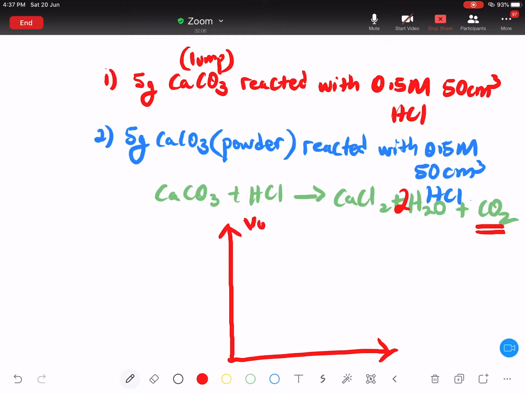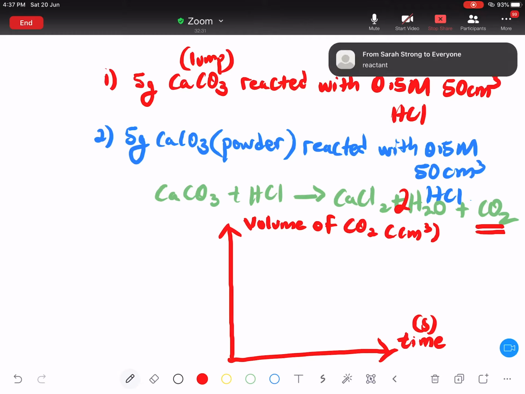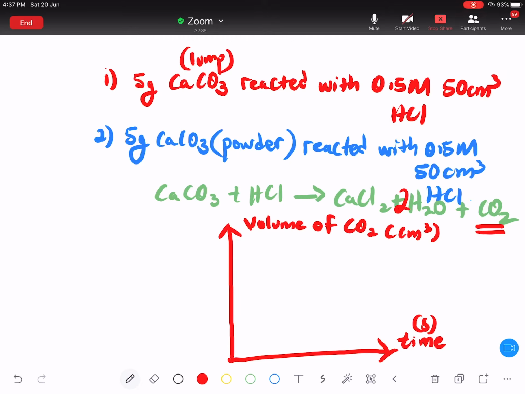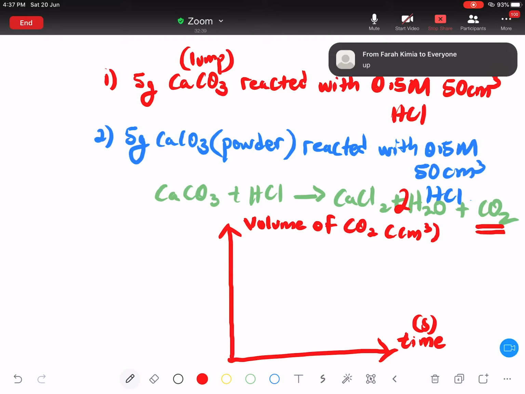This will be labeled volume of carbon dioxide, in cm cubed. Then, time taken in seconds. Guys, is carbon dioxide a product or reactant? A product. Therefore, will the graph go up or down? Carbon dioxide, it's going to be upward.